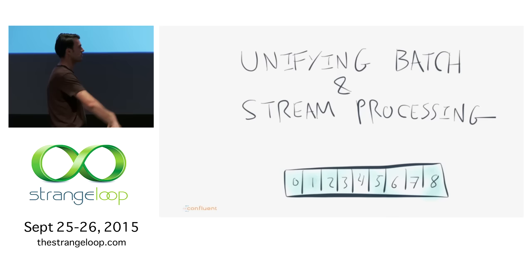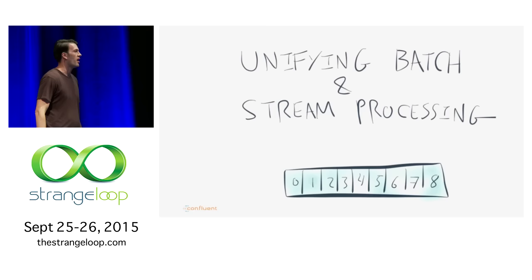Stream processing is one that stays alive and keeps waiting for new changes to arrive. And so this log concept helps you unify batch processing, which happens on some kind of regular schedule, with stream processing, which happens continuously as data arrives.